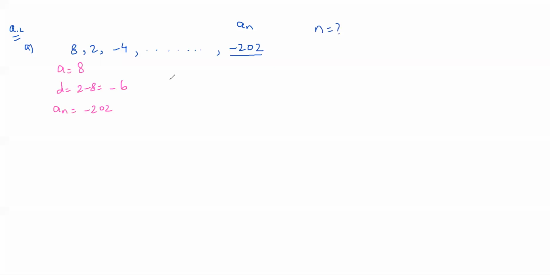So you have to find the value of n. I can say that A plus n minus 1 into D is my AN. A is 8. We don't know what n is, so I'll just write it like this. Please use the brackets as I'm doing. It is minus 202. So this 8 will go to the other side.